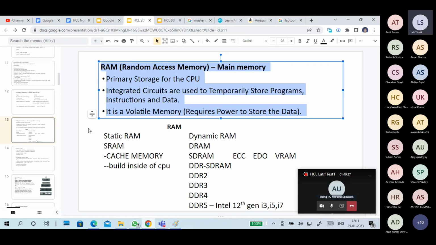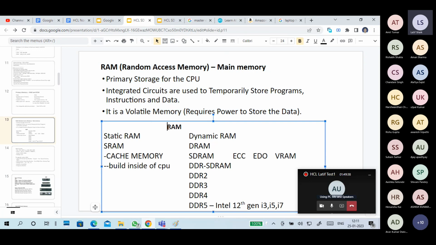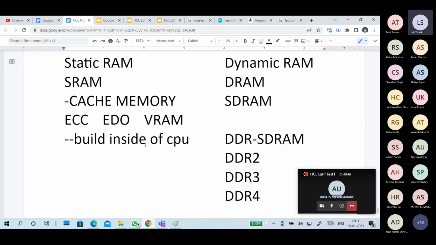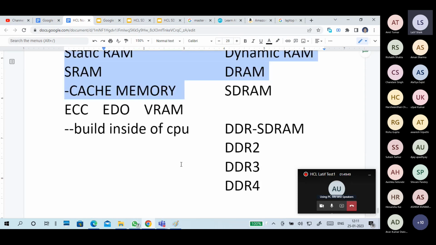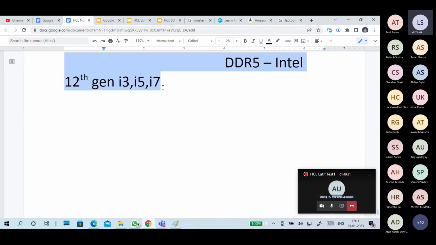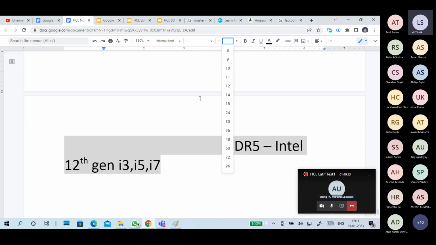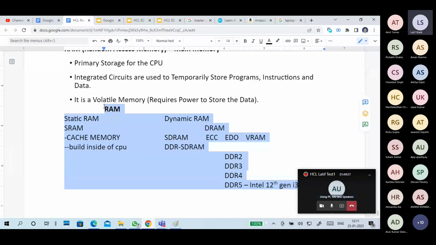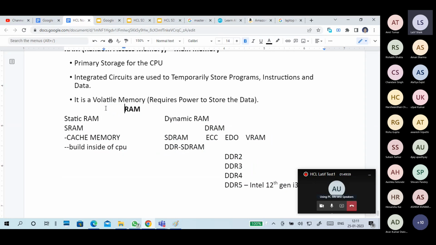Your cache memory is built inside the CPU, so my consideration is not about cache memory. We can't manage the cache memory because it is inside your CPU. Next, guys, two types of RAM are there. Of course your cache memory also comes here, so we'll see that.